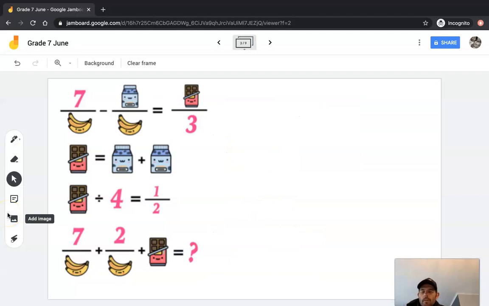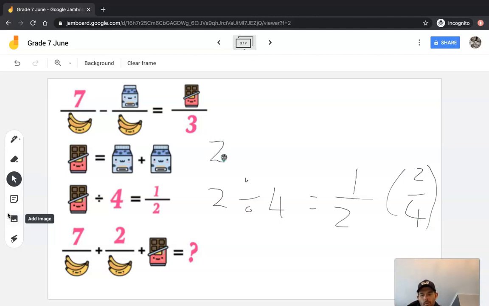So I'm going to start on the third line. Chocolate bar divided by 4 is equal to a half. So that's going to be 2 divided by 4 is equal to a half. Remember, 2 divided by 4 can be written as 2 over 4, and 2 over 4 is a half. Okay, so that means I have 2 is equal to 1 plus 1.